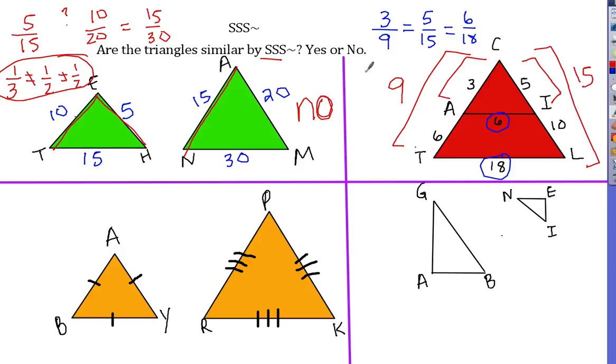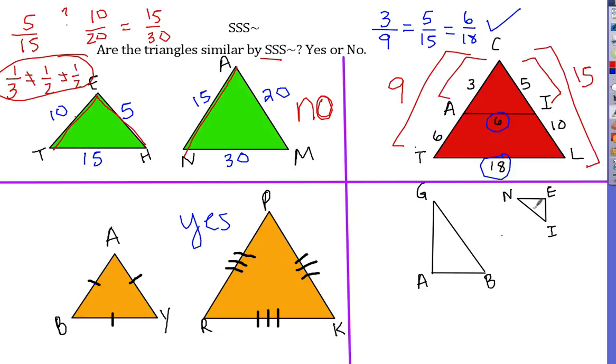Let's see, do they reduce all to 1/3? Oh yeah, so SSS similarity. Here, remember in the previous page, I told you that equilateral triangles are similar. If you notice, all the sides would be in the same ratio, so this would be a yes.